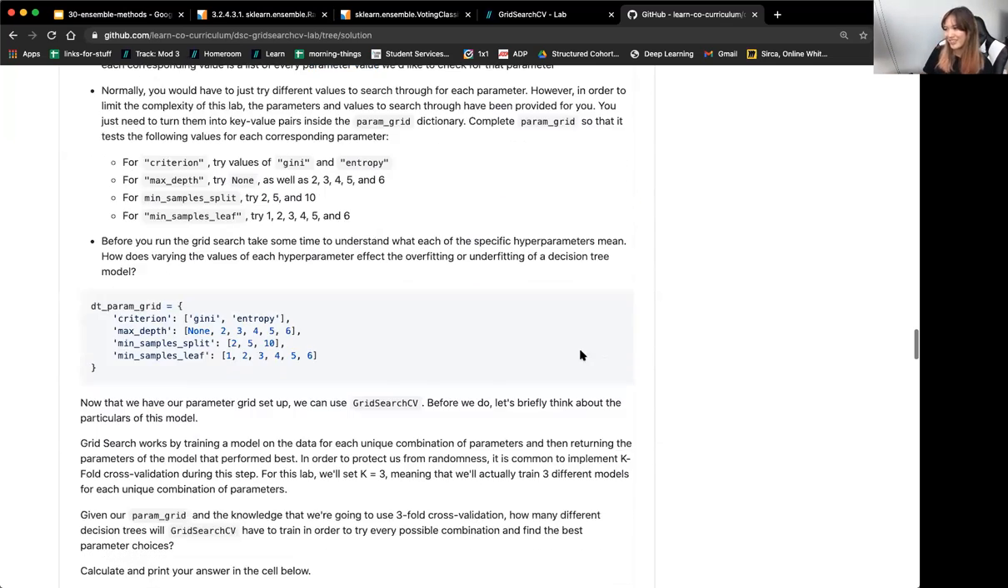With grid search, the first step you have to do is come up with your parameter grid. The way the parameter grid is set up, you can see that this is a dictionary with the keys corresponding to the parameters that you want to tune. And each key points to a list of values that you want to test for each hyperparameter.